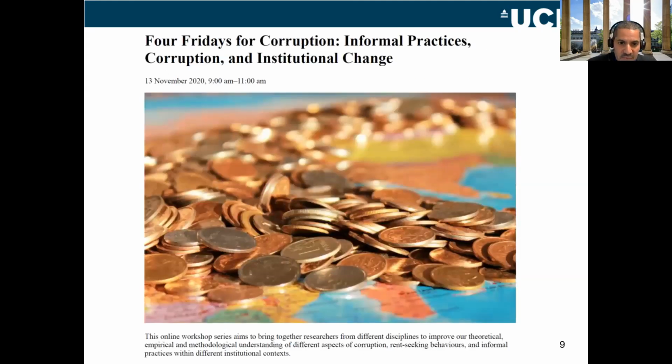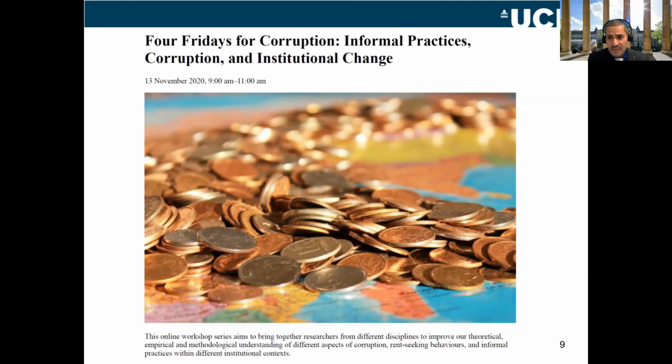What about the Four Fridays for Corruption? This is more of a general activity to which every single student is invited. So basically students enrolled in our master's can attend a very, very big portfolio of seminars, activities, workshops, etc. And this is a value added that we give compared to other universities. These events were spread over four Fridays, so that's why it's called Four Fridays.